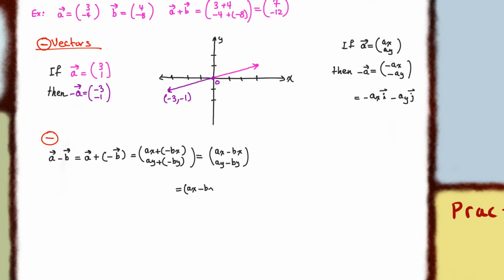So to subtract two vectors, we simply subtract their x components to get the x component of the resultant vector, and their y components to get the y component. Let's do a simple example.